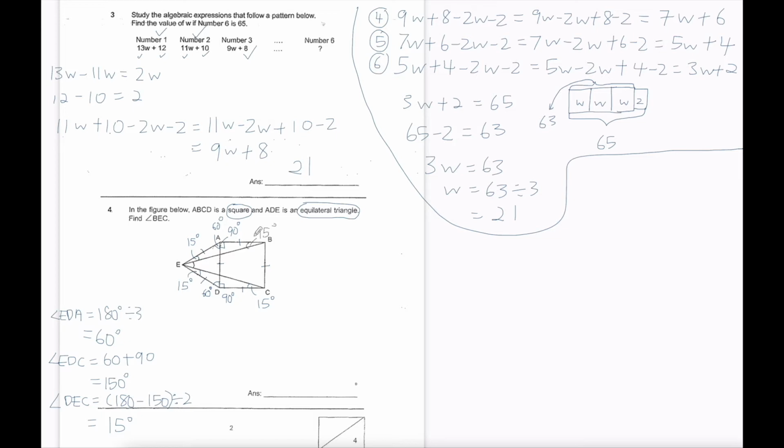Okay, so let's find BEC. But before that, let us find out what is AED first. Okay, AED will be 60 degrees because it's an angle inside an equilateral triangle. So to find out what is BEC, you just need to minus. Take your 60 degrees, which is the whole thing. This whole thing is 60 degrees. I'm going to take 60 minus 15, minus 15. I'm going to get 30 degrees, and that's my answer.